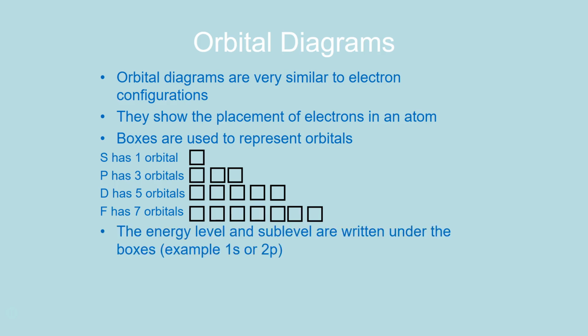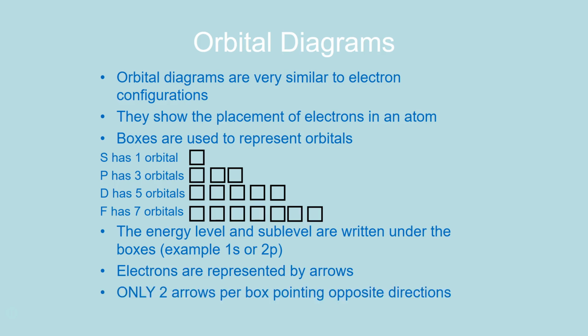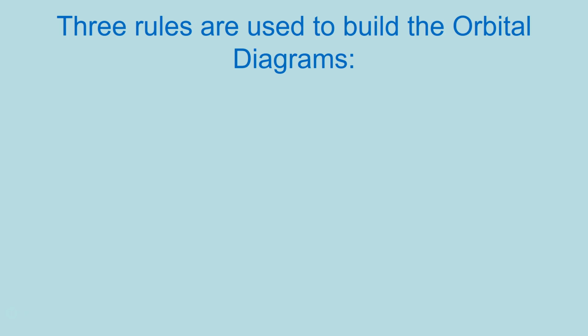The energy level and sublevel are written under the boxes. So for example, you would write 1s or 2p. And electrons are represented with arrows. Only 2 arrows per box, and they will be pointing in opposite directions. Now there are 3 rules or principles that are used when drawing orbital diagrams.